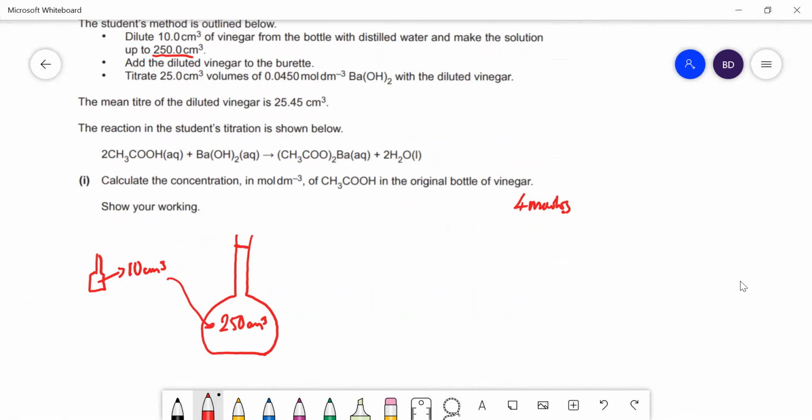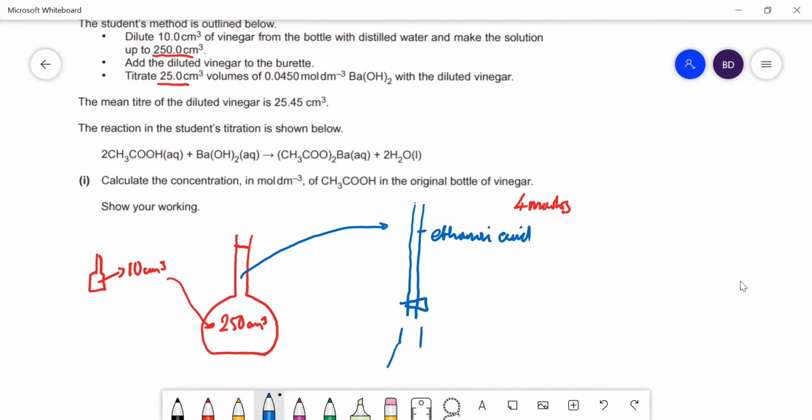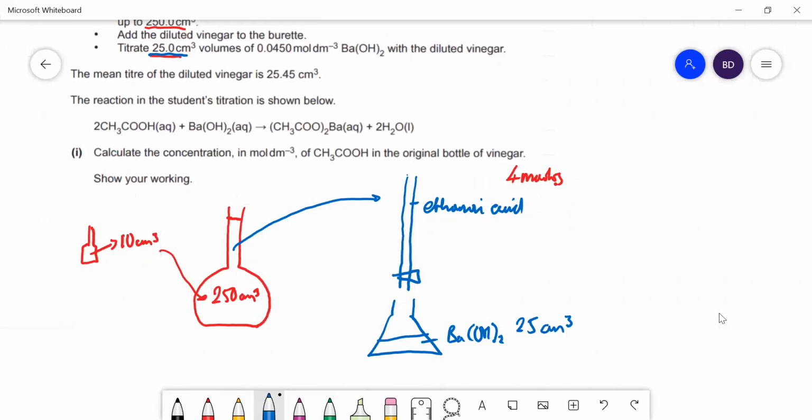Then it says here we're going to take out 20. We're going to put that into the burette, so that we don't take 25 of that out unusually. That goes into the burette, the diluted ethanoic acid. And you titrate that against barium hydroxide in the conical flask here. We use 25 centimeters cubed of the barium hydroxide. The concentration of the barium hydroxide, they tell us, is 0.045 moles per decimeter cubed.